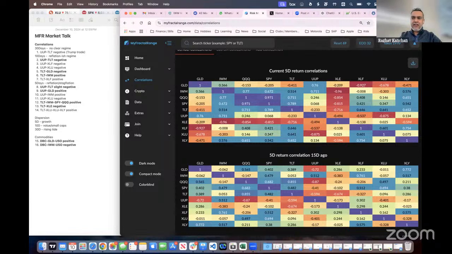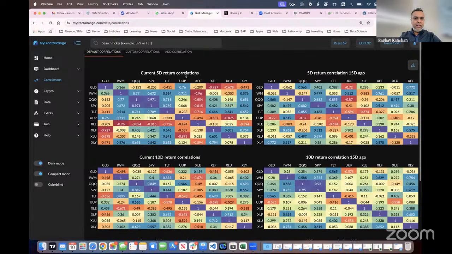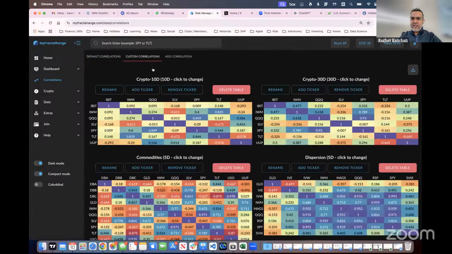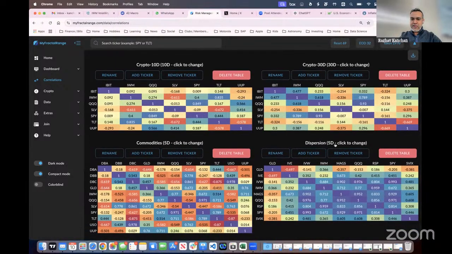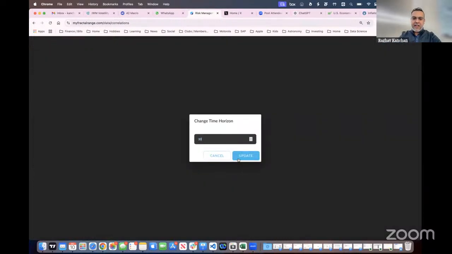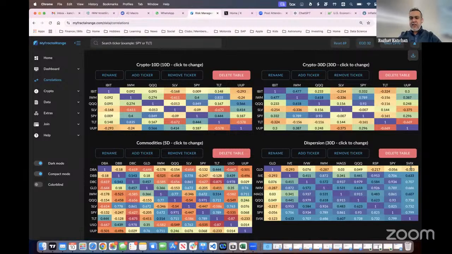Other than that, I wanted to quickly show the new correlations that we have received in MFR now. I wanted to specifically talk about the dispersion. With dispersion, I look at when the VIX is getting sold and how the different constituents respond to that. Let's look at the 30-day first. In the last 30 days, the VIX was getting sold, and basically it was a boost to all the sectors, growth and value and MAG 7 and QQQ and SPY, IWM, and everyone.